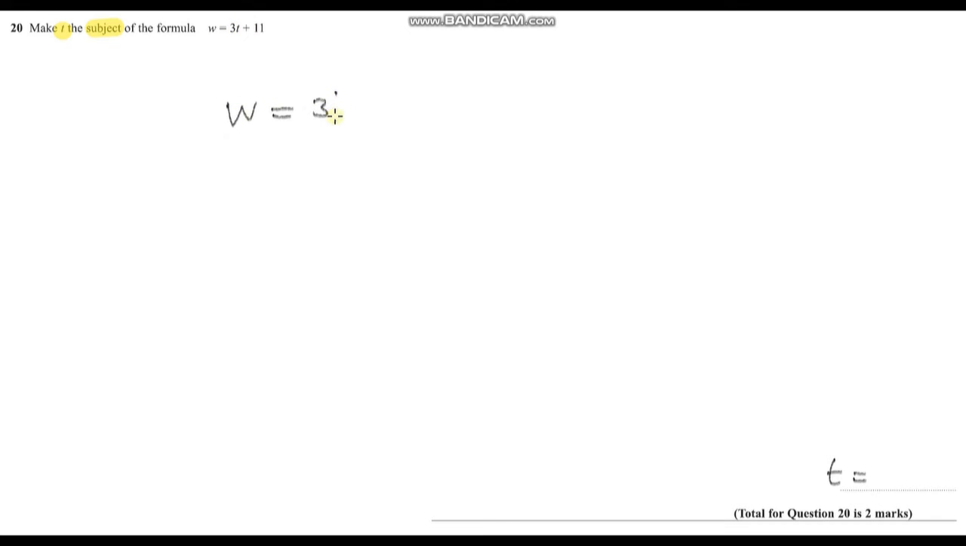So w equals 3t plus 11. So we want to get t on its own. At the moment we're adding 11, so let's get rid of this. If we subtract 11 from both sides, we're left with w minus 11 is equal to 3t. And now we just want to get rid of this 3. At the moment we're multiplying by 3, so to get rid of it we do the opposite. So we divide by 3. So we divide both sides by 3, we get w minus 11 over 3 is equal to t. So it doesn't matter which way round we've put it. I've put the t on the left, so we can say that t is equal to w minus 11, all of that over 3.